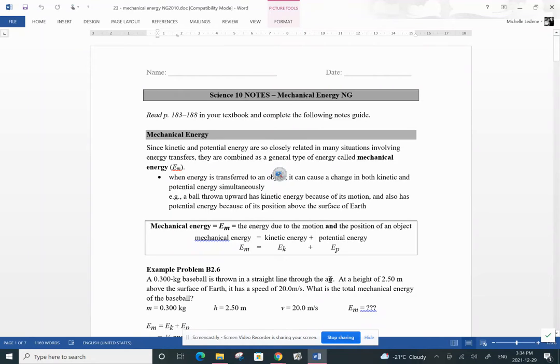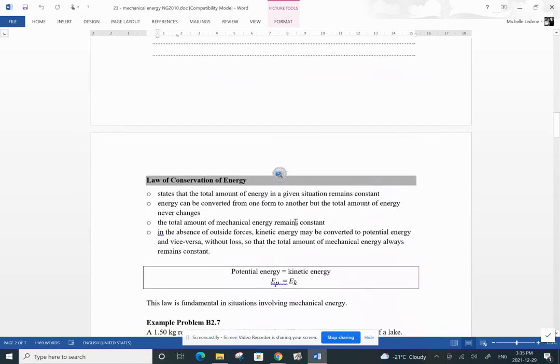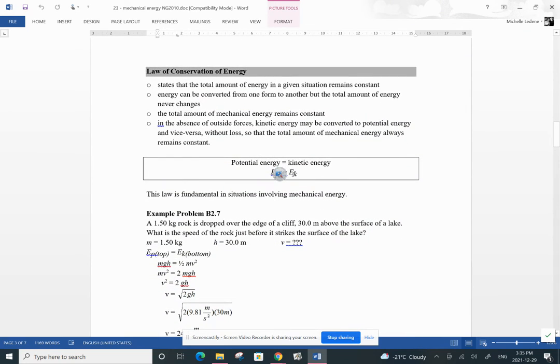Well, hello, Science 10s. We are going to continue on with mechanical energy. So we learned the formula last video: potential plus kinetic is equal to mechanical. We did a couple of practice problems in the last video. Now we're going to talk a little bit about the law of conservation of energy.